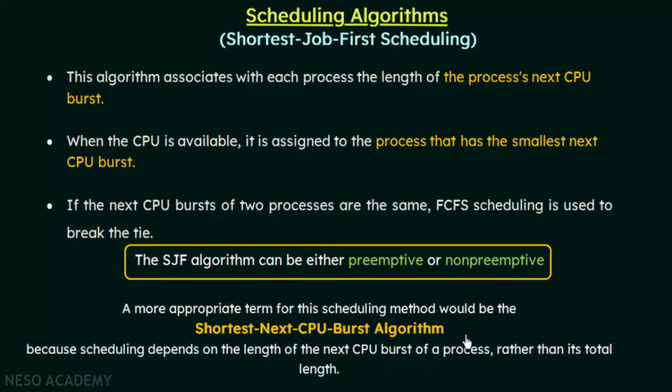But in most of the books that you refer, it will be written as shortest job first scheduling or the shortest job first algorithm. But remember that even though it is called like that, it is actually a shortest next CPU burst algorithm. Alright. Since we have seen how it works, now let us see some examples and see how this SJF algorithm works in case of preemptive and non-preemptive cases.